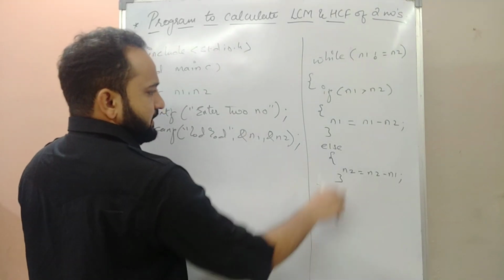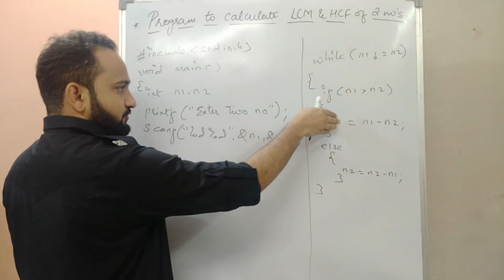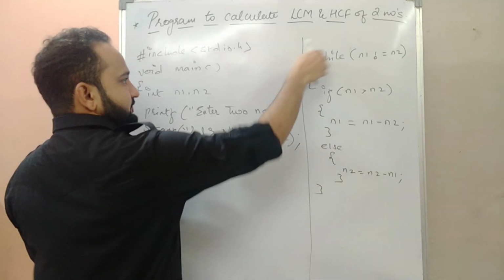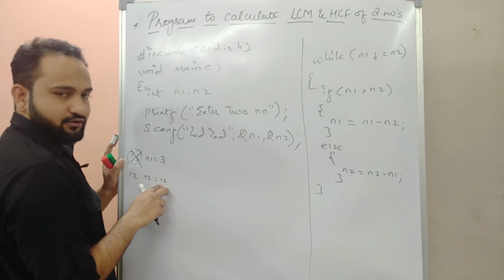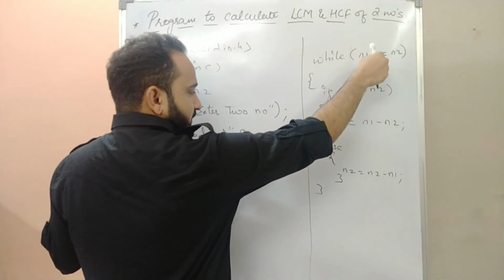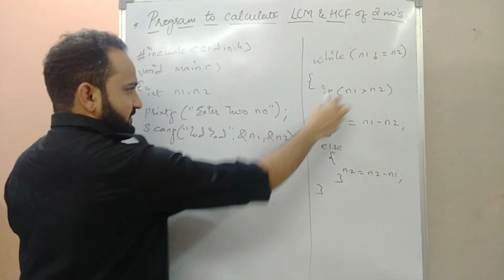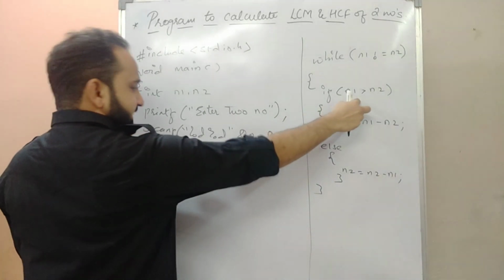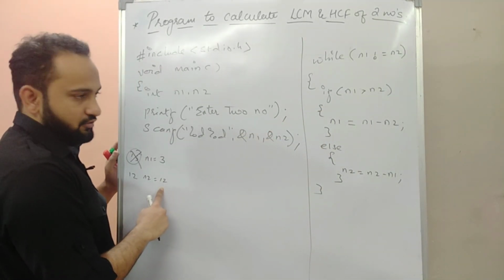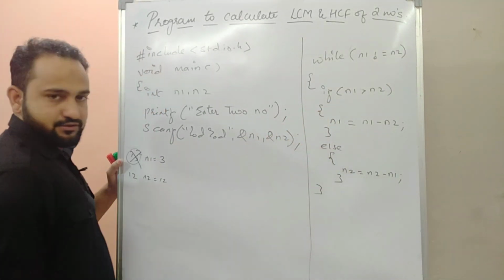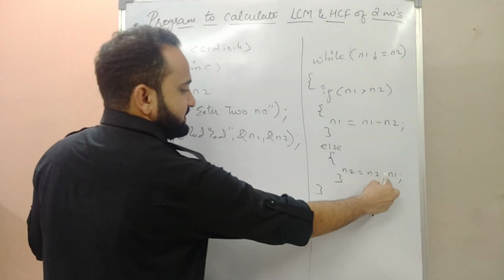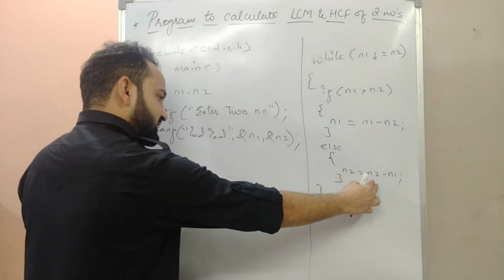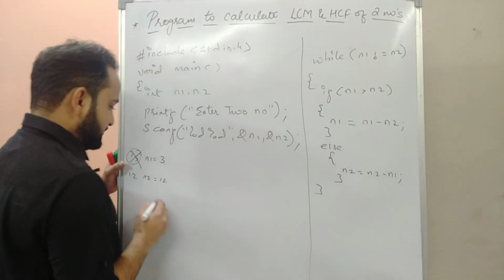Now, it went into if, so it won't go into else. It will come back to the while loop and check again. The value of n1 is 3, the value of n2 is 12. Are they equal? No. This condition will be true, so it will go inside. Is 3 greater than 12? No, the condition is false, so it will go into else. Agree? Into else, it will perform 12 minus 3. 12 minus 3 is how much? 9. The new value of n2 will be 9.